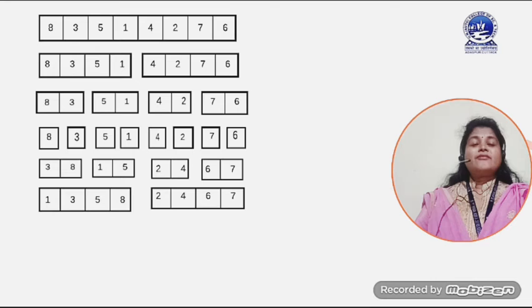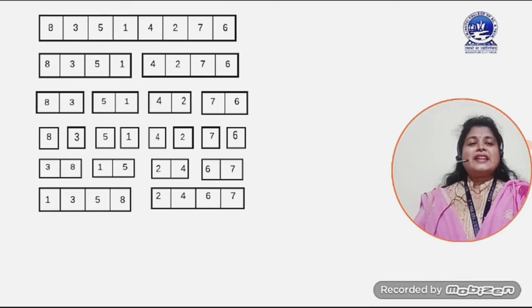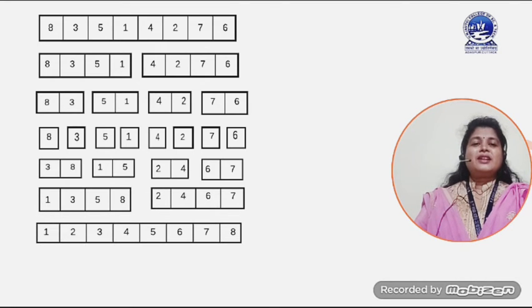Then finally we have got our two sublists which are in sorted order. Now we will take these two sublists, compare those elements and place them in proper order. We will merge those sublists. So now our output will be 1, 2, 3, 4, 5, 6, 7, 8.